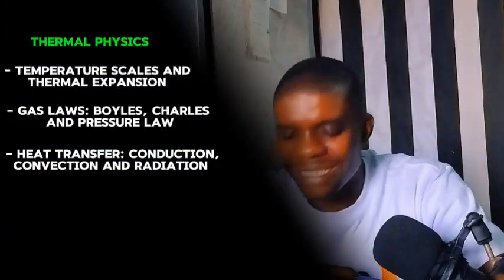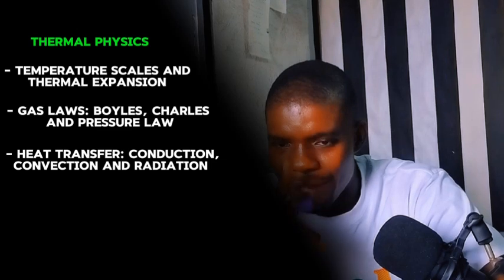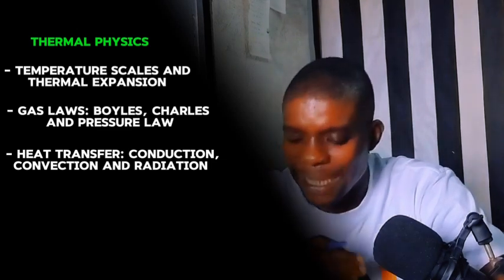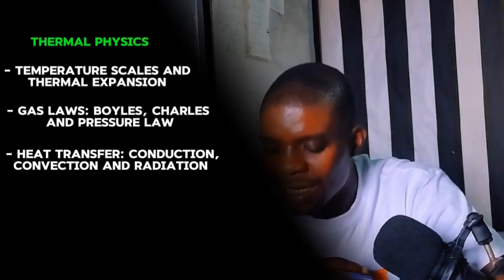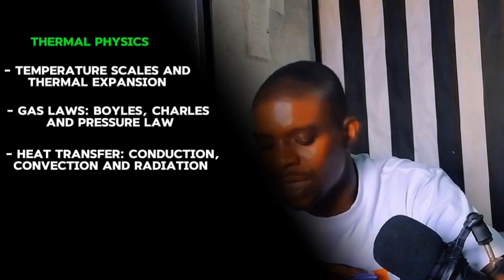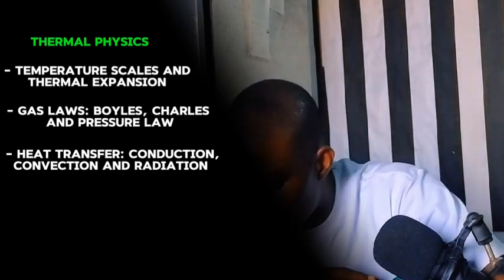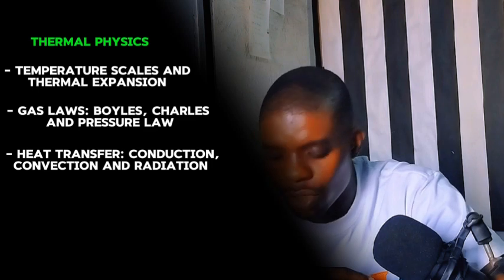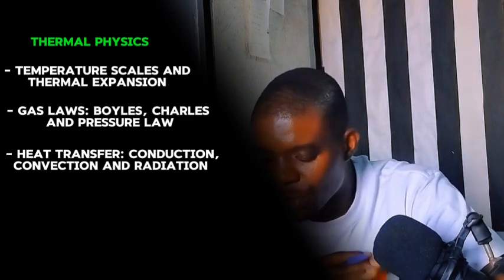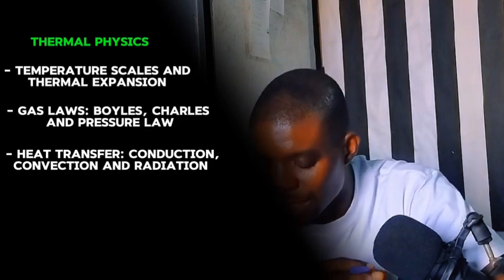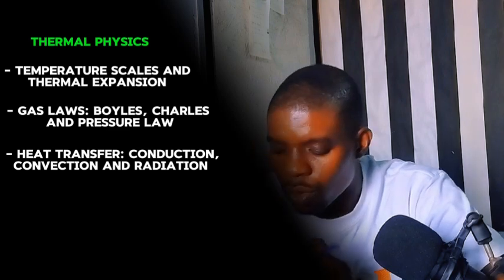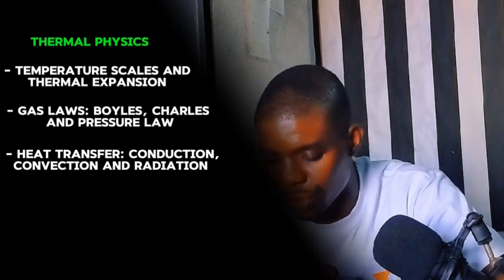Number 9 is thermal physics. Under thermal physics, number 1 is temperature scale and thermal expansion. Number 2 is gas laws. You write Boyle's law, Charles's law, and pressure law. Very important. The last one is heat transfer, which is conduction, convection, and radiation. This is what is covered under thermal physics.